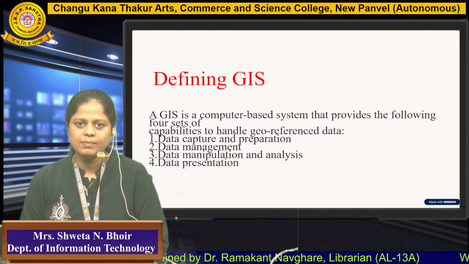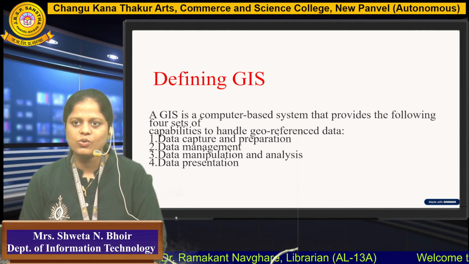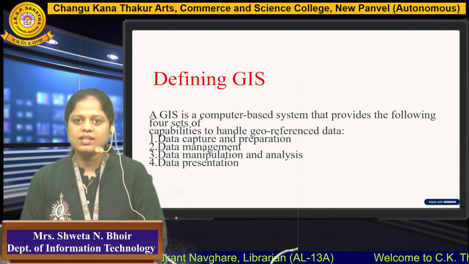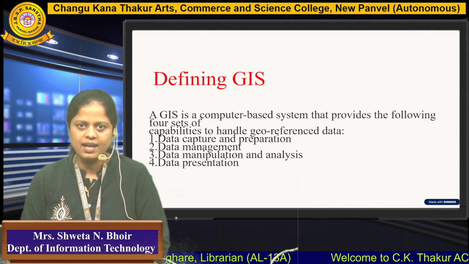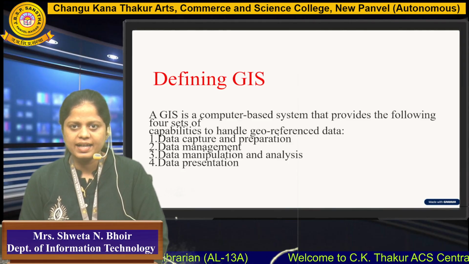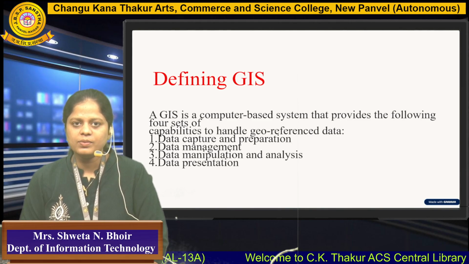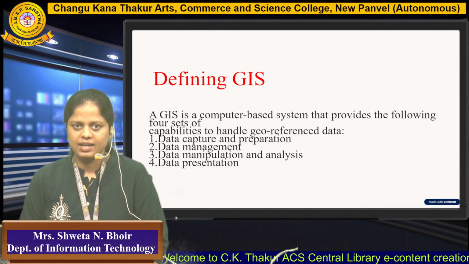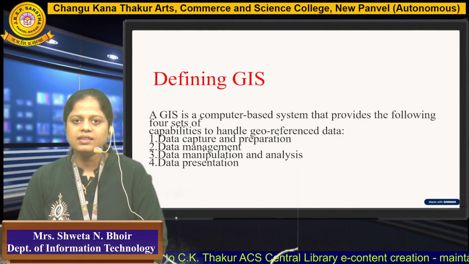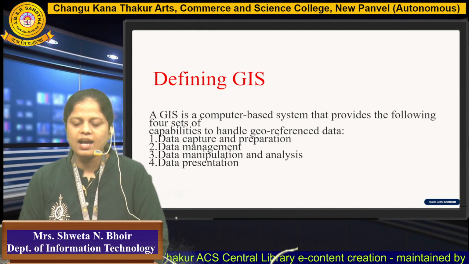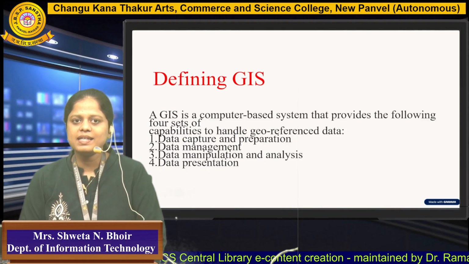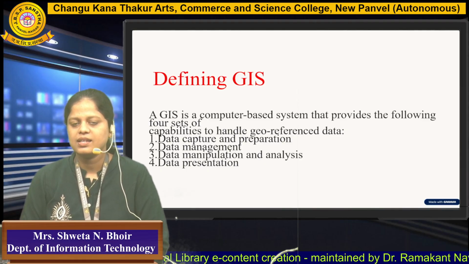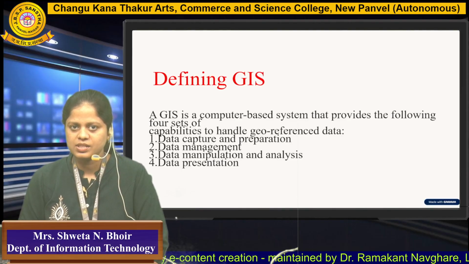It is used to store the system data. First of all, it will capture the data, then it will collect the data. After collection of the data, it will store and refresh the data. That is the third point. And after refreshment of the data, it will display the data. So this is the basic definition of GIS, that is the Geographical Information System.